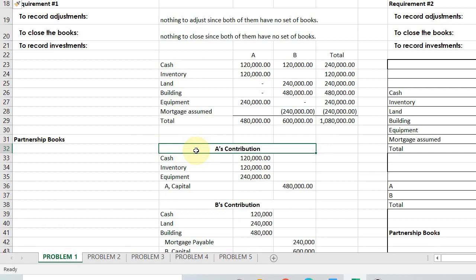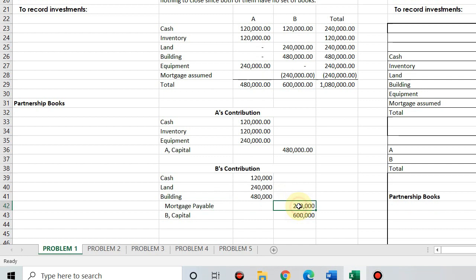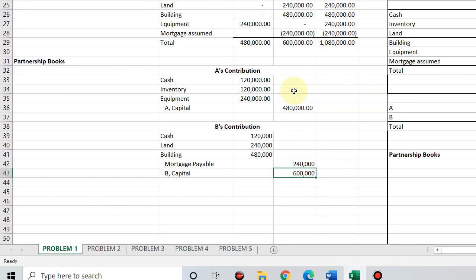Okay, let's record it in the partnership books. A's contribution. First, we record cash, debit, inventory, debit, equipment, debit, with the respective amounts. Then credit A, capital, 480,000. Okay, next, B's contribution: cash, land, building. Just copy what is in the given. Then credit mortgage payable, because it is a liability, and then capital of 600,000, which we computed above. Easy peasy. So the first requirement is super easy.